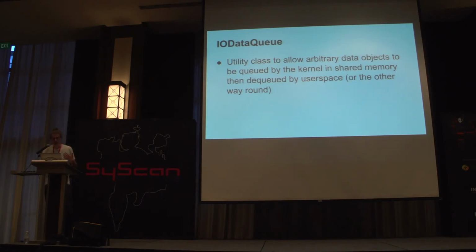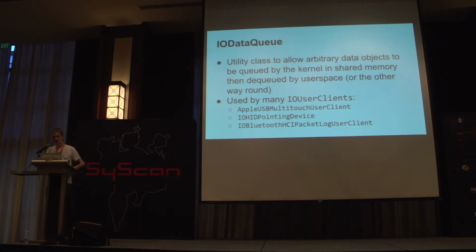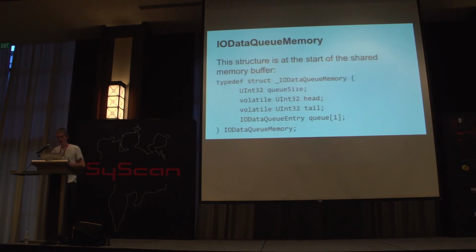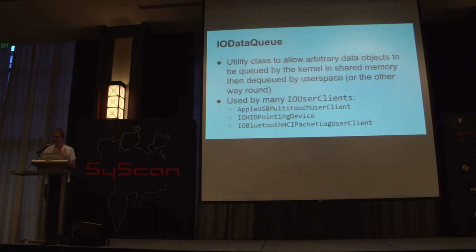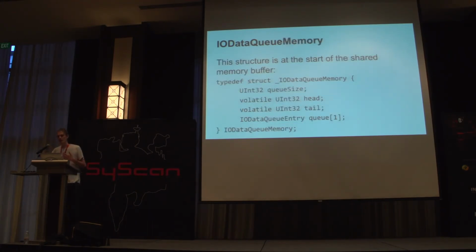You can imagine that to implement something like that properly is going to require quite a lot of complicated stuff. For example, you're going to want to make sure that you can correctly lock the data buffer so that user space can't interfere with any of the information in there while the kernel is enqueuing stuff. There are a bunch of IO user clients which used various subclasses of IODataQueue. So you would think that implementing something like this was actually pretty complicated.